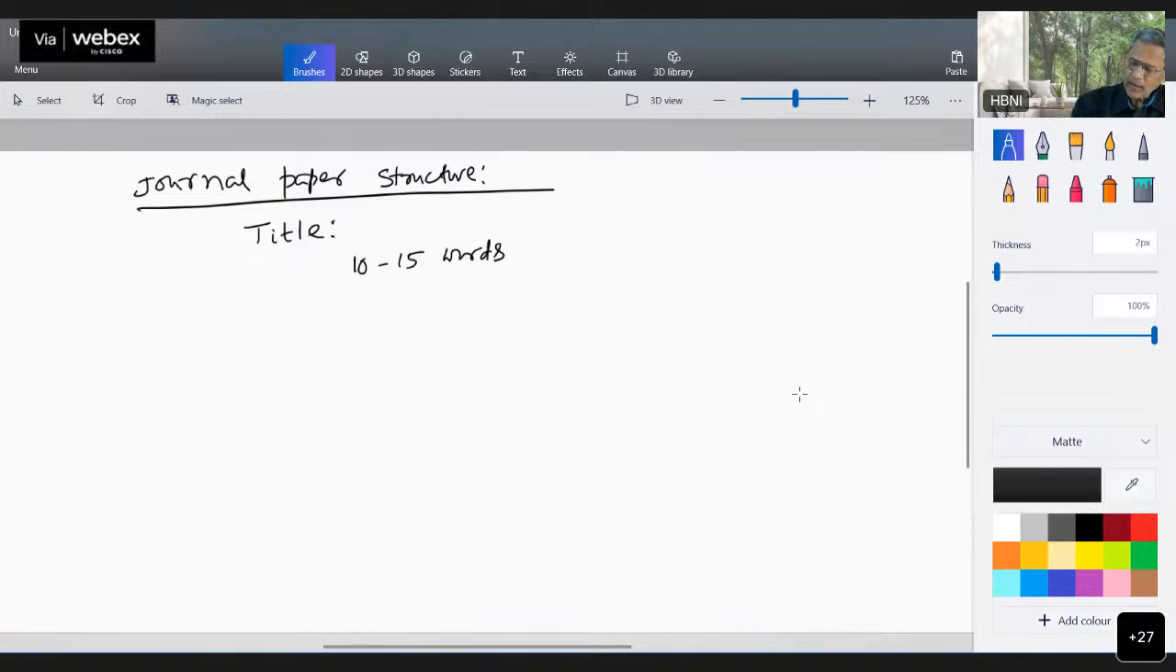And then once you have written a title, two things you have to remember: you should include some of the keywords of your area, so that when somebody searches, they will be able to pick your paper. And then the next part of the structure is the abstract.